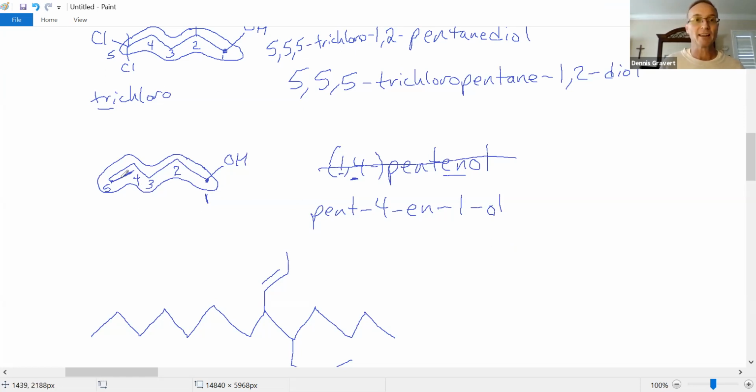Oh, little red flag. Hopefully you're thinking that from last semester. Anytime you're naming an alkene, check for cis-trans or E/Z. You have to put that in front of the name too if it's possible to have an isomer. We don't here, right?